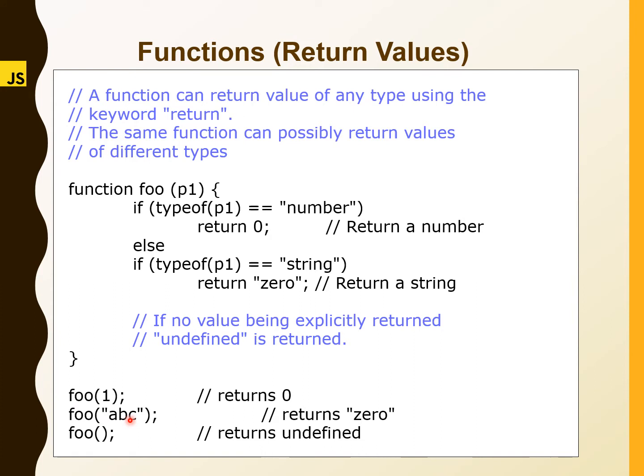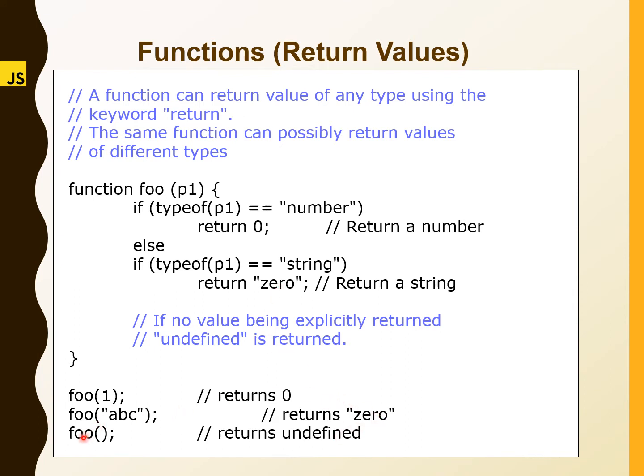Here ABC is copied to parameter p1. Then it identifies the typeof p1, which is the data type of p1. It will get the data type as string. So the first condition is false, and it will move to the else part. Here string is equal to string, so it will return "0" as a string.